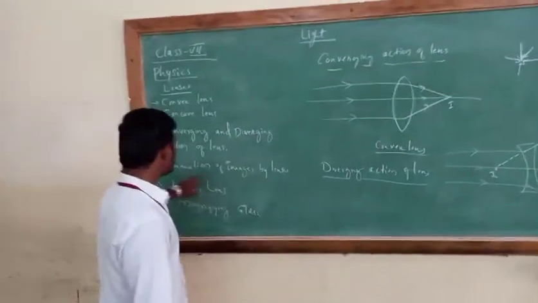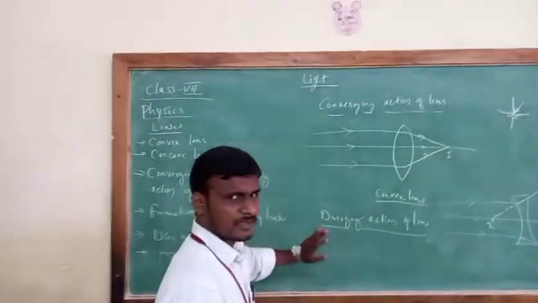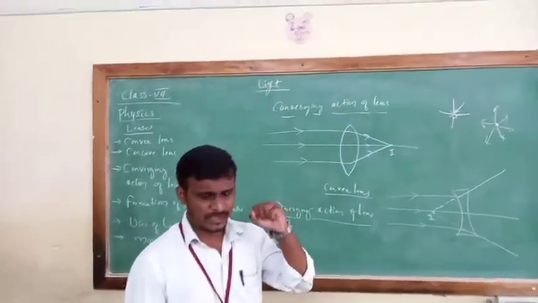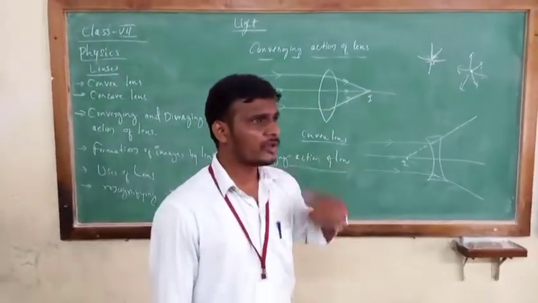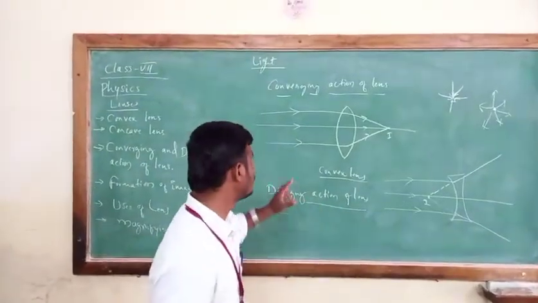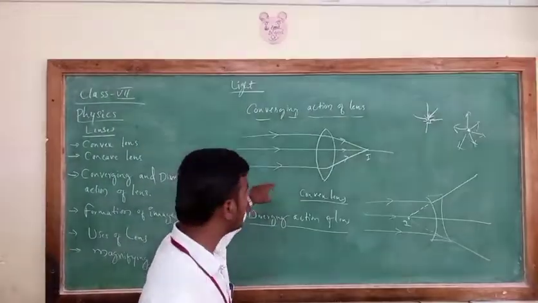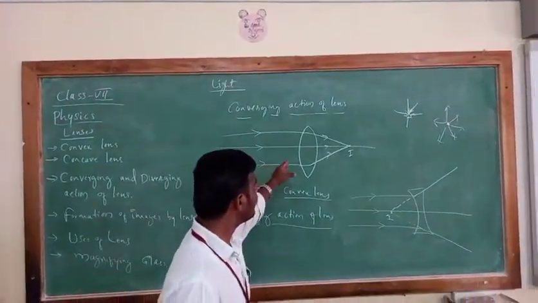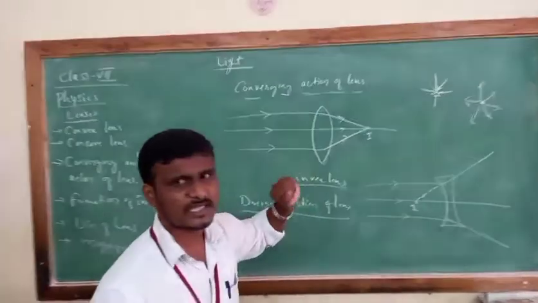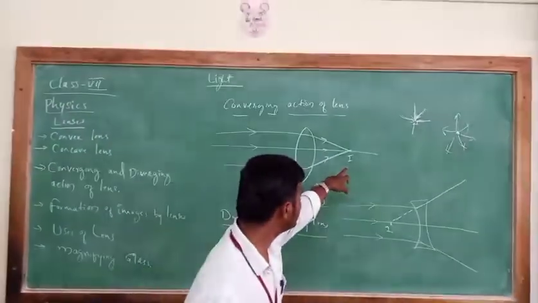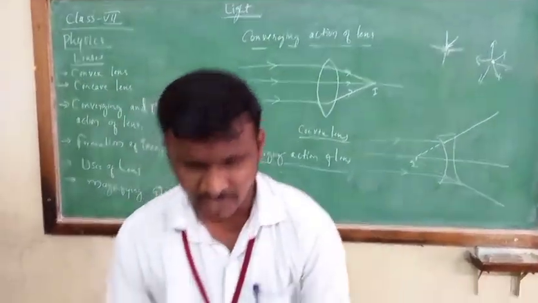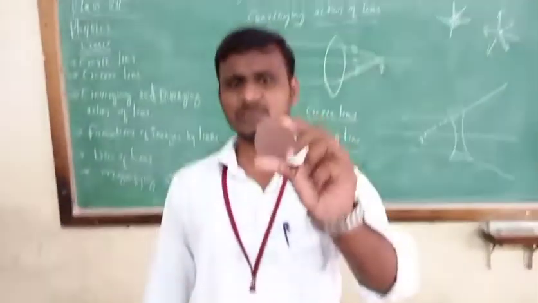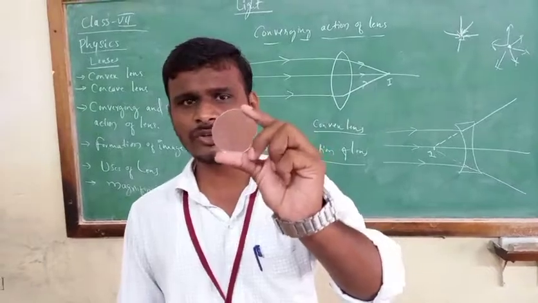Next concept is formation of images by lenses. First we will study the convex lens. By diagram we have seen that whatever light falls on a convex lens converges at a point. Here the image is formed. Let us see this through a lens. This is a convex lens, as I have already shown.